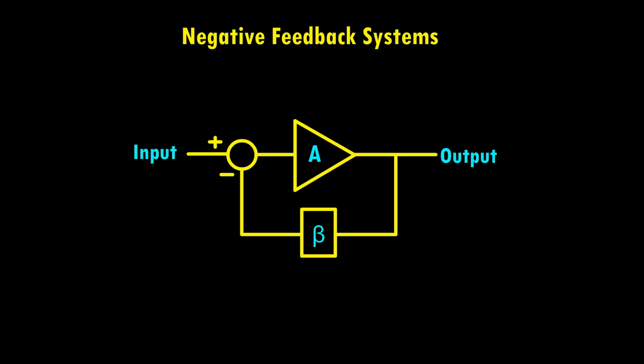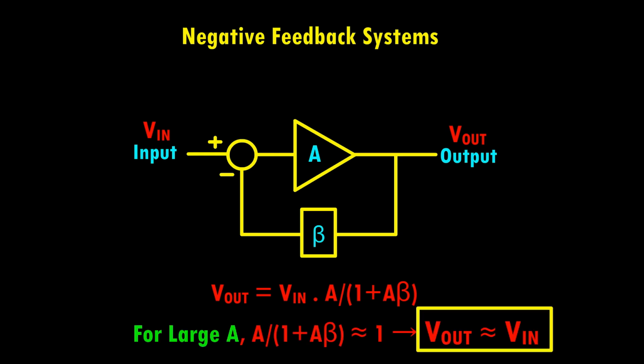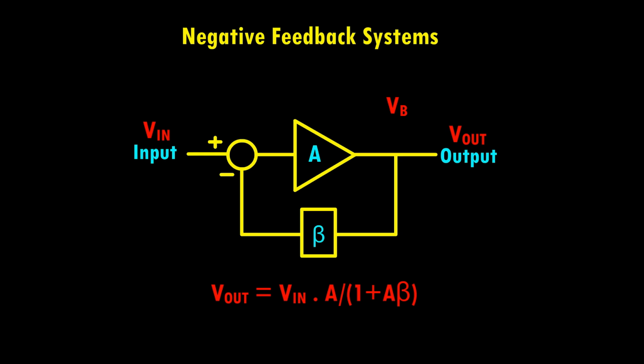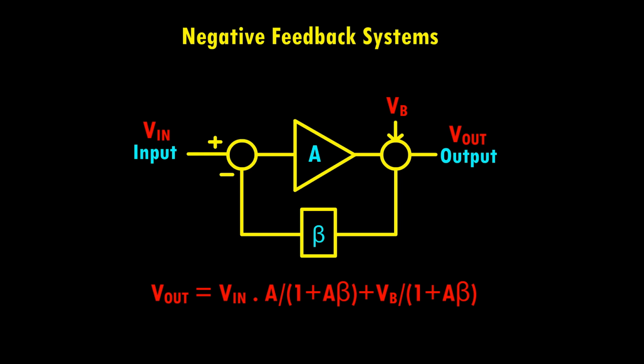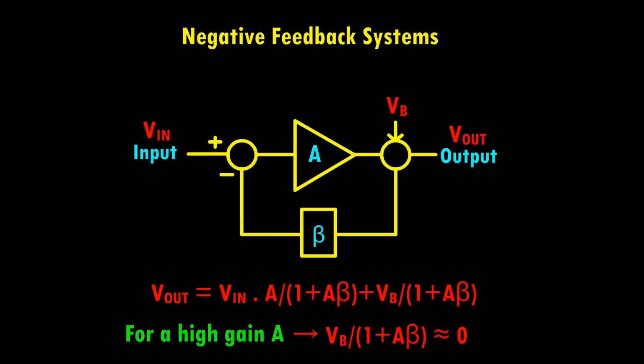Mathematically, the output voltage in such a system can be given as: if A is very large, V out closely follows V in. Now suppose a disturbance Vb is injected at the output of the system. The system output will then become: with a high gain A, the effect of disturbance Vb is significantly suppressed.